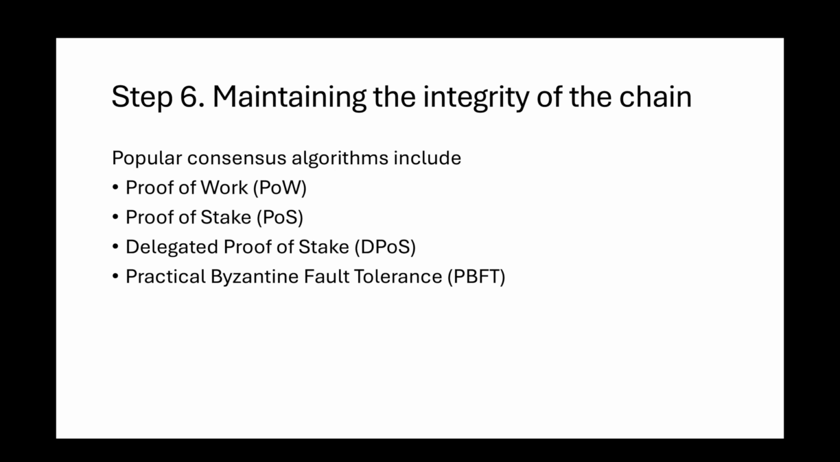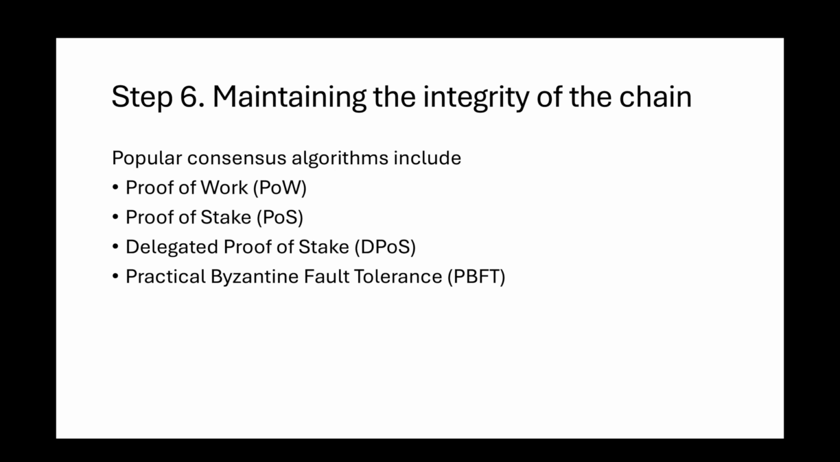The next algorithm is proof of stake, which is PoS. In PoS, the probability of a node being chosen to add a new block to the chain is proportional to the amount of cryptocurrency coins that the node holds. This helps to prevent malicious actors from tampering with the blockchain.